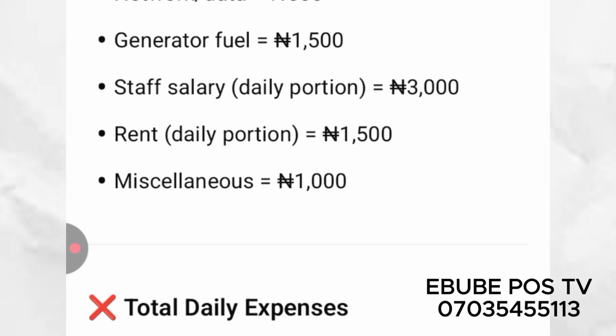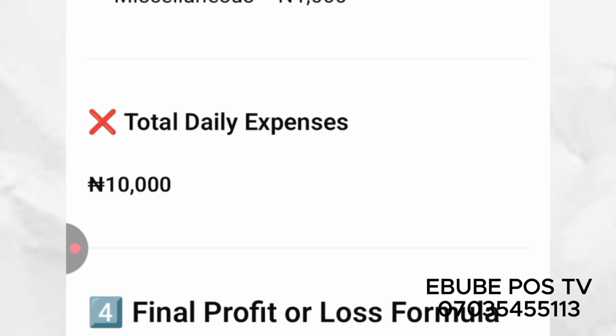And miscellaneous: maybe you buy something, or just something that will cost you something. Let's say you spend around 1,000 naira for that day. Now total expenses, which is money that was removed out of your account, that was not for the POS but just as an expense. Total expenses, you get around 10,000 naira is what you spent for expenses.